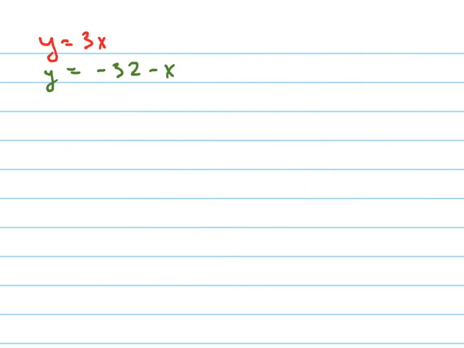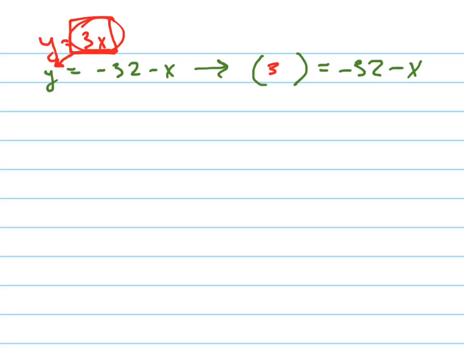Let's try another one. In this case, I've got both equations solved for y. So I'm going to take this red equation right here, that 3x, and I'm going to plug that in for the other y right there. So this green equation now is going to look instead like, I'm going to use parentheses. There's my y. I'm going to substitute. There's my green equation, but notice I didn't write the y because I'm going to substitute the red equation. What does y equal according to the red equation? 3x.